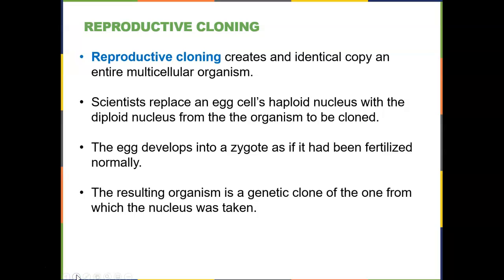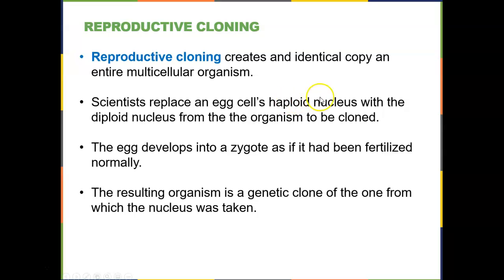Now, where molecular cloning was just adding a short region of DNA, here when we talk about reproductive cloning, we're talking about taking a complete genome from an organism and creating an entire new multicellular organism. So the way this is done is that you can take an egg cell, and remember, an egg, an oocyte, will have a haploid nucleus that's waiting for the sperm.